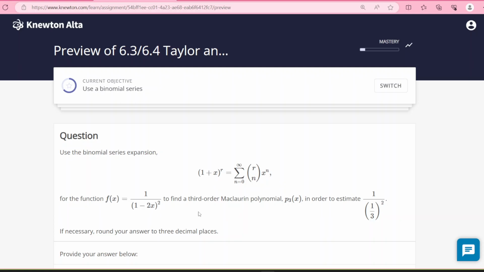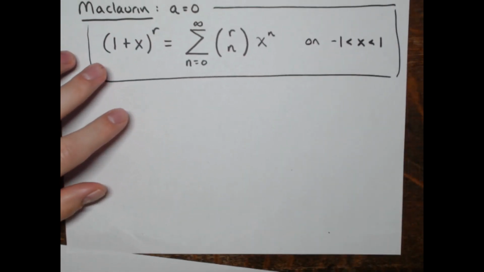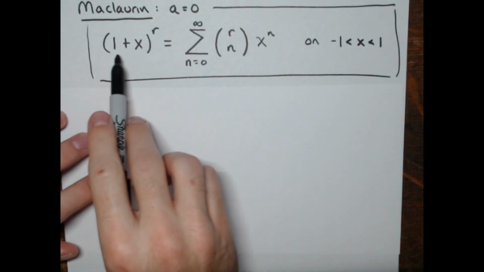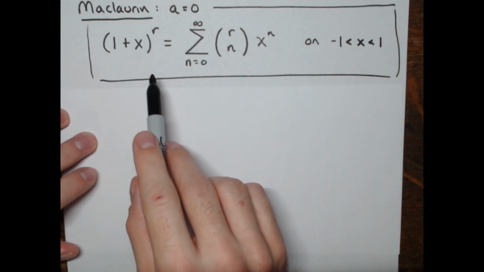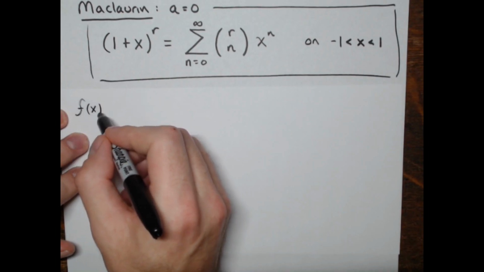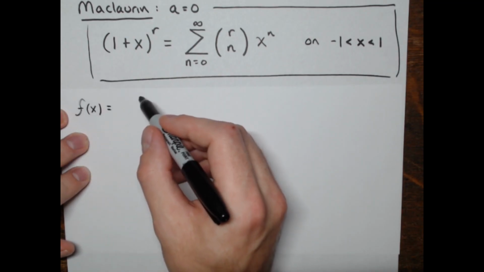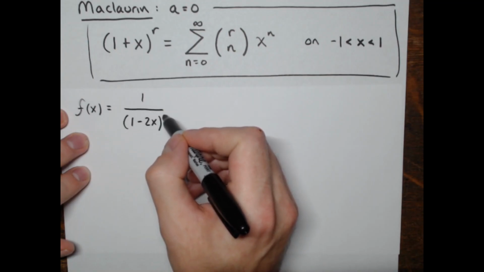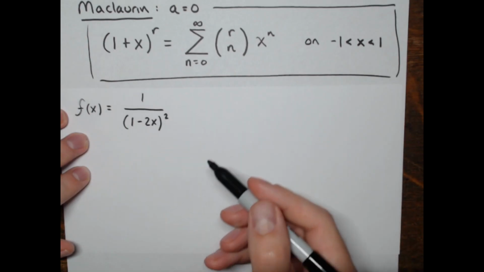So again, another estimating problem. All right, so very similar to the last one. So once again, we're asked to use this statement. Remember, this is our binomial series. Call this the binomial series here. And the function we're given is 1 over 1 minus 2x to the, this time it's the 2nd power, not the 4th power. Hooray.